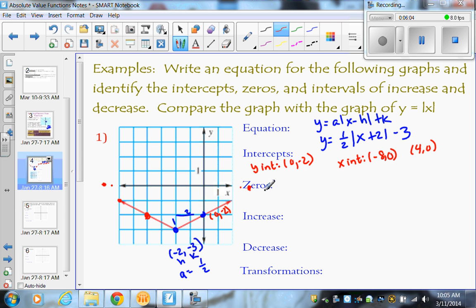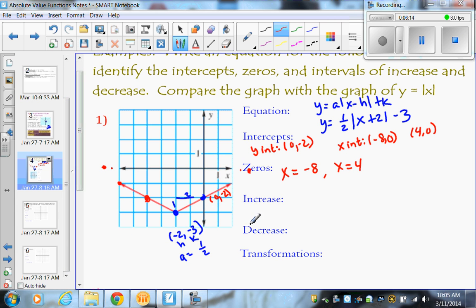And then my zeros are the same as your x-intercept, so we would have x equals -8 and x equals 4. Increase and decrease, again, we're only concerned for the increase and decrease with the x-coordinate of the vertex. So it decreases first, so that's going to be from -infinity to the x-coordinate of the vertex. Increases second, so that's going to be from my vertex to +infinity.